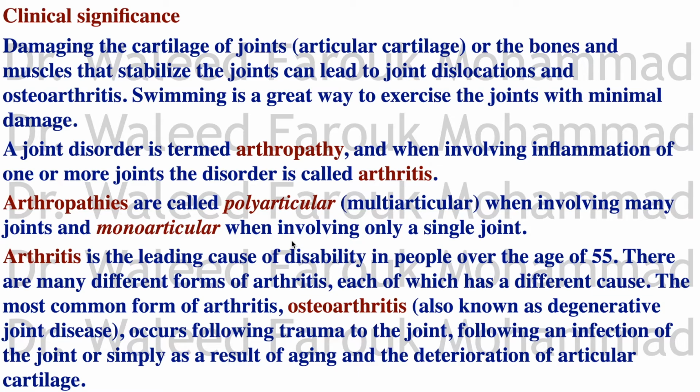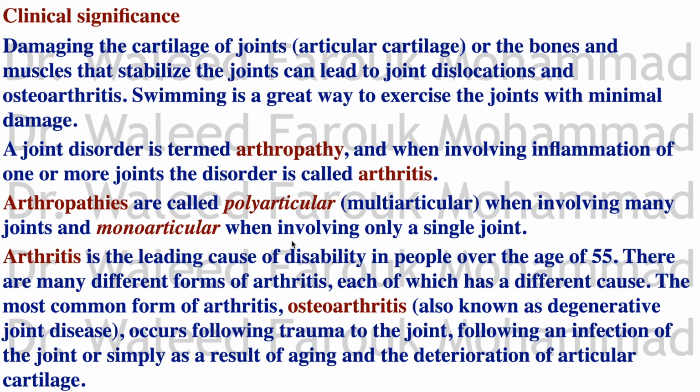Any disorder in a joint is called arthropathy. When it involves an inflammation of one or more joints, the disorder is called arthritis. Arthropathies may be monoarticular or polyarticular. Polyarticular involves more than one joint, while monoarticular means involving only a single joint. Polyarticular is usually because of a generalized disease, but monoarticular may be a trauma to the joint itself.